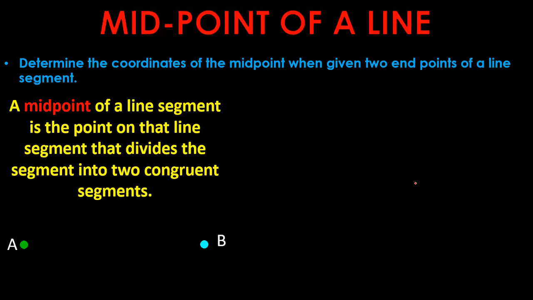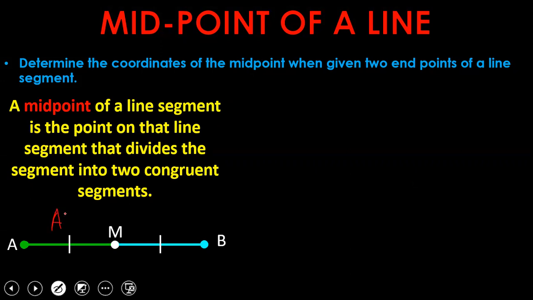Let us look at point A and point B. These are the endpoints of line segment AB. M divides the line segment into two congruent segments: line segment AM and line segment MB.